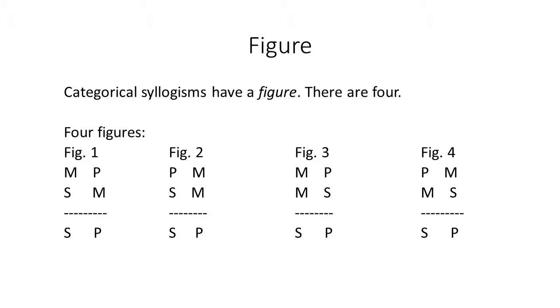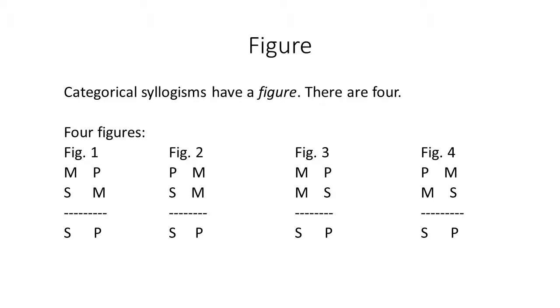Okay, so the first line represents the order of the major term and the middle term relative to one another in a categorical syllogism. So what we could imagine, for figure 1, for instance, is that there's a quantifier, our middle term, copula, major term, the predicate of the conclusion. And we've just taken everything out except the middle term and the major term. Same idea for the second line.